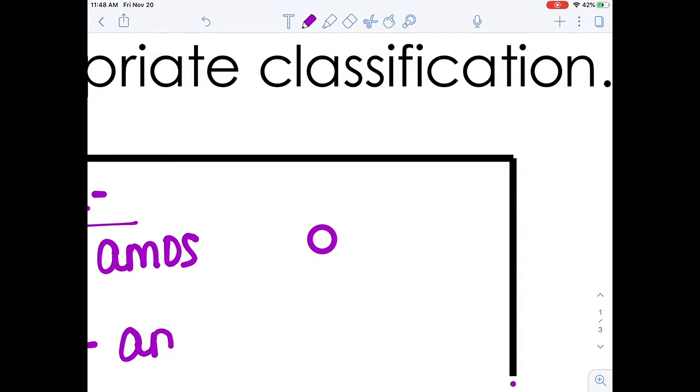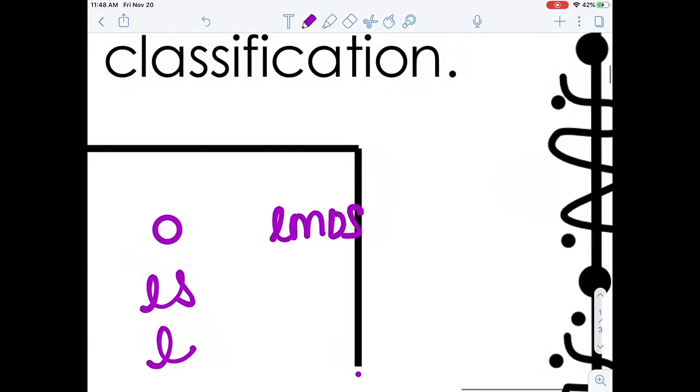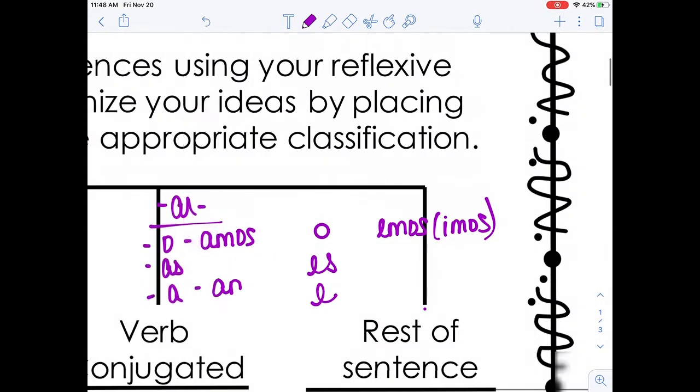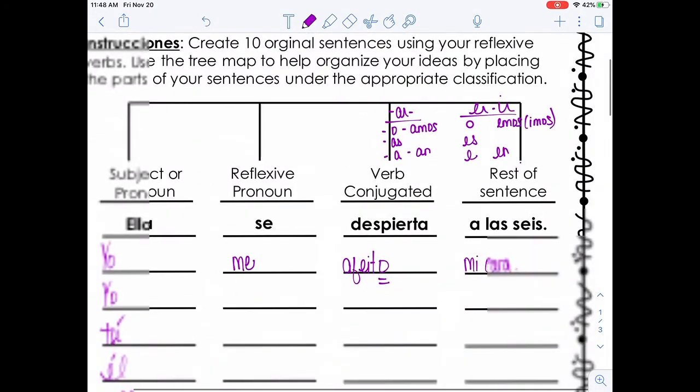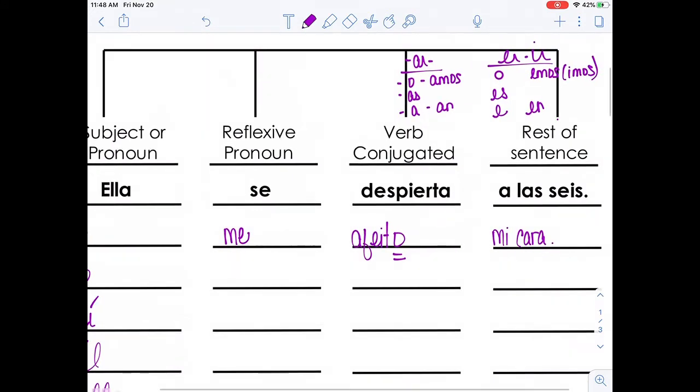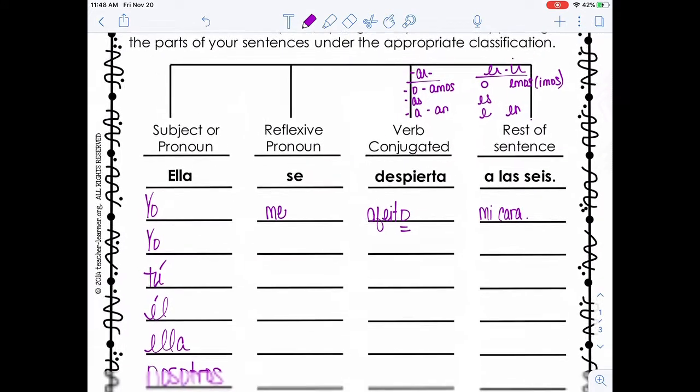It automatically made it look very nice for me. Es, hemos, or emos if it's an IR verb. Amos if it's an ER verb. And N. Those are your endings, right? So make sure that you're conjugating your verb in this space right here and that you're putting your reflexive pronoun in. We can do one more.